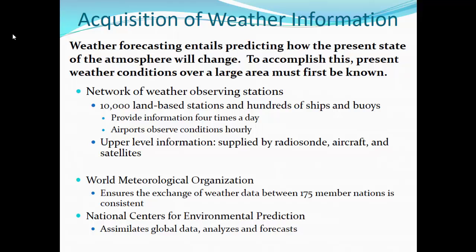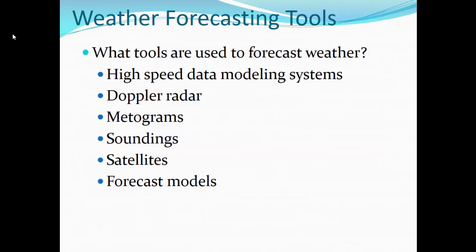And then all that information is taken by the World Meteorological Organization, and they ensure the exchange of weather data between their member countries, making sure that all of that data is in the same form. And then, in the United States at least, the National Centers for Environmental Prediction assimilates global data, analyzes it, and runs the forecast.